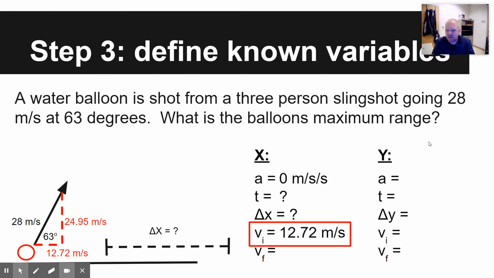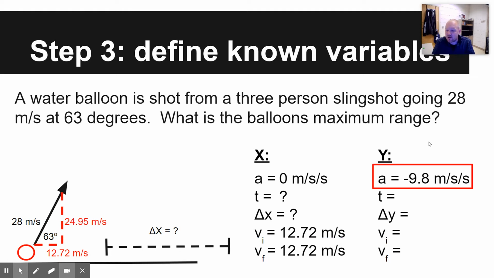We resolved that triangle into x and y components, and we figured out that the initial velocity was 12.72 meters per second. And since the object isn't speeding up or slowing down in the x direction, we know that our final velocity is also going to be 12.72 meters per second. That's not realistic, but that's just assuming no friction, no air resistance.